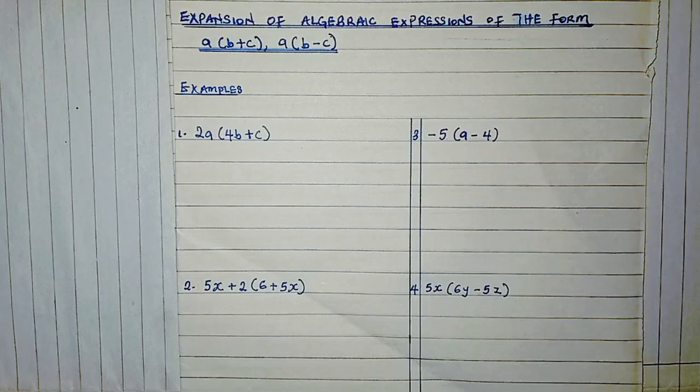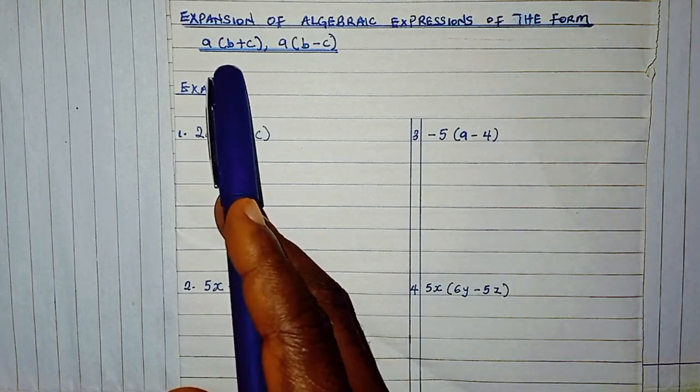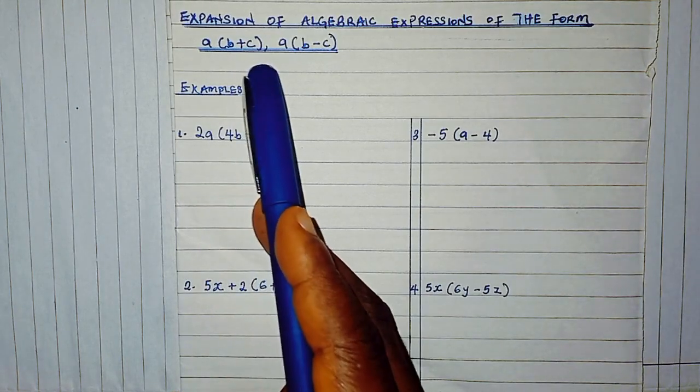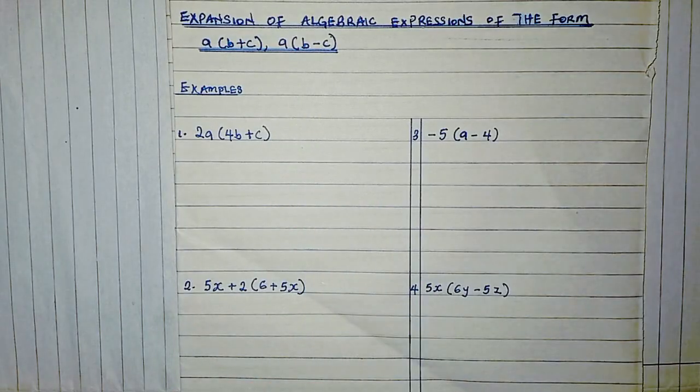In our lesson today, we are going to look at how to expand algebraic expressions in the form A open bracket B plus C and also A open bracket B minus C. And we have 4 examples here that we are going to solve together. So I want you to pay attention as we take them one after the other.